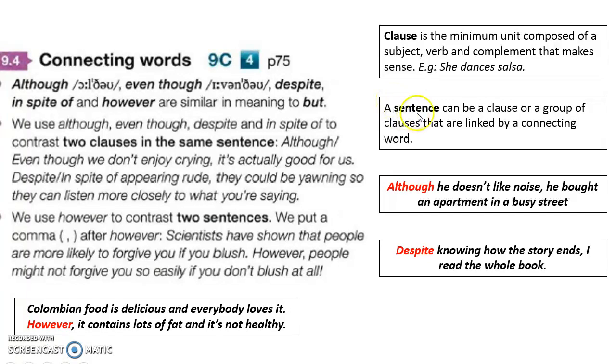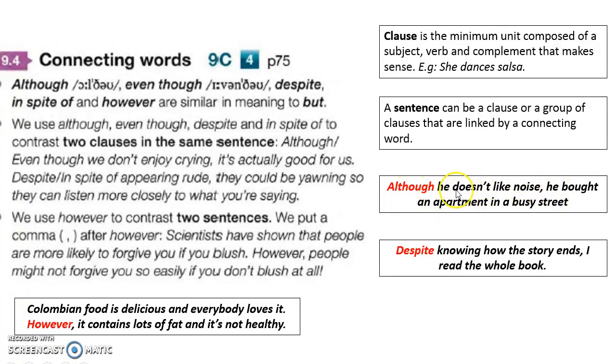On the other hand, a sentence can be a clause or a group of clauses that are linked by a connecting word. For example, although he doesn't like noise, he bought an apartment in a busy street. This would be the example of a whole sentence, right? In this case, we're talking about two clauses and they make part of a complete sentence.